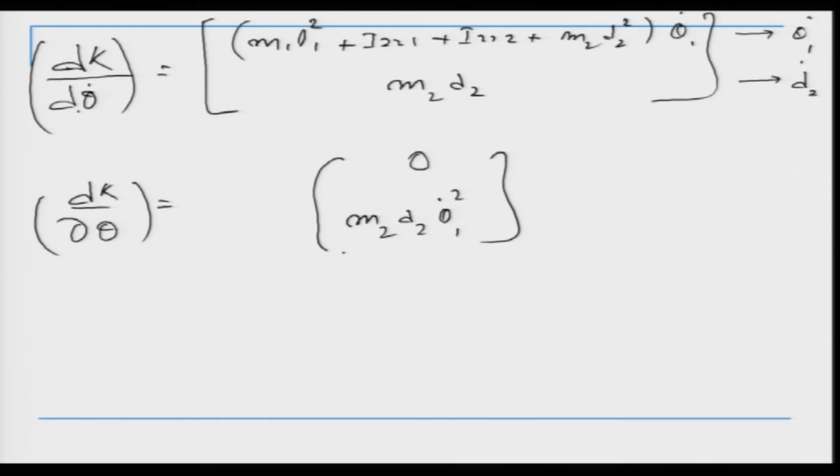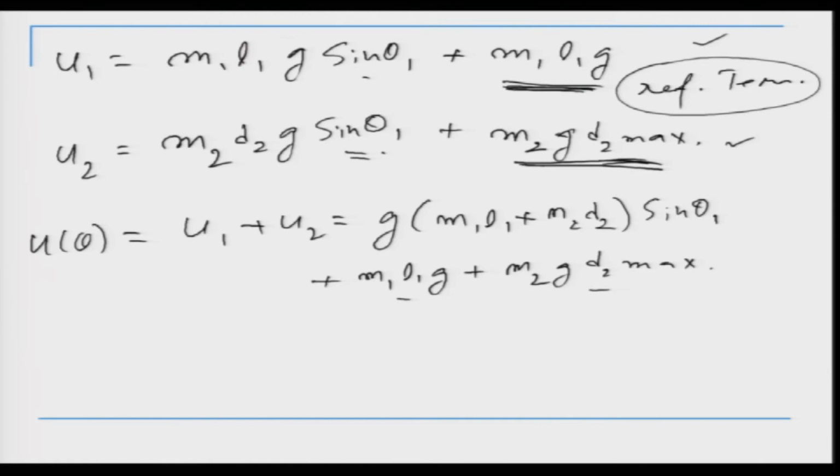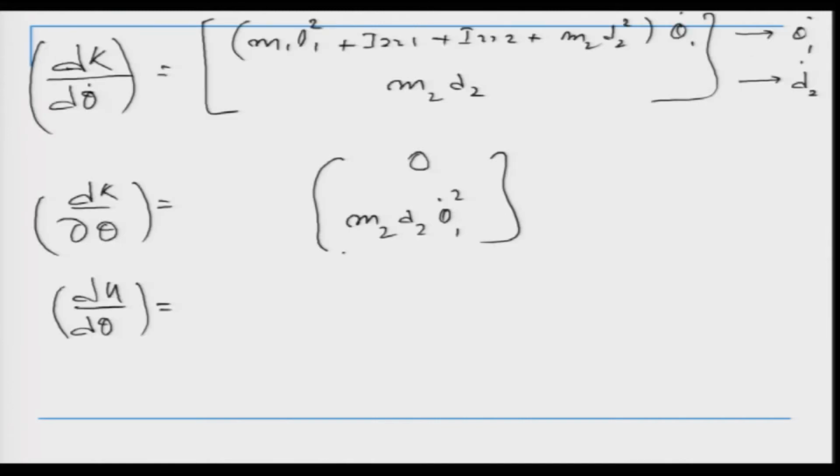Now, what we need is the third term, which is dU by d theta, which I am writing as. Now, let us look at the expression for U again. The expression for U is given here. So, the variable theta 1 is there, plus there is a d there, right. So, we have a d and theta 1 both there. So, I am going to differentiate first with respect to theta.